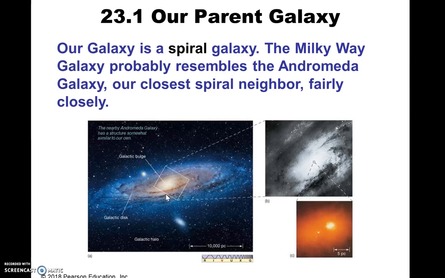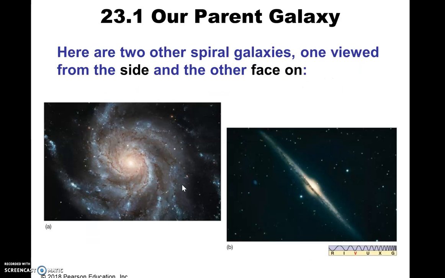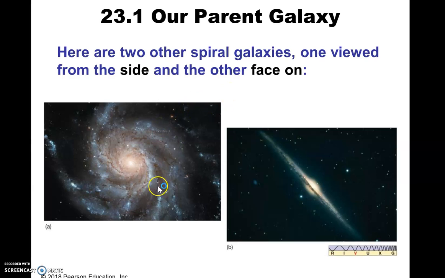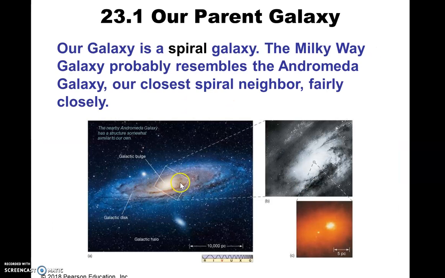Some of the stuff we're going to learn about today in chapter 23 will actually give us the distance to the nearby galaxies. It has to do with Cepheid variables, as we're going to find out. So here's another spiral. This is Andromeda. We're looking at it at a bit of an angle, so you can see the spiral arms. There's the large galactic bulge, as it's called, in the center.